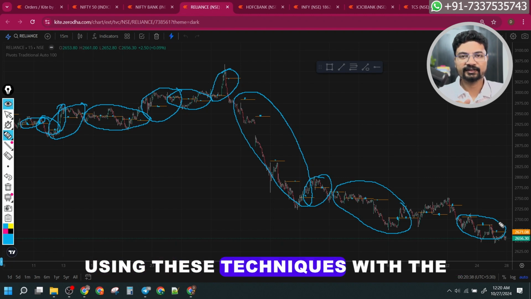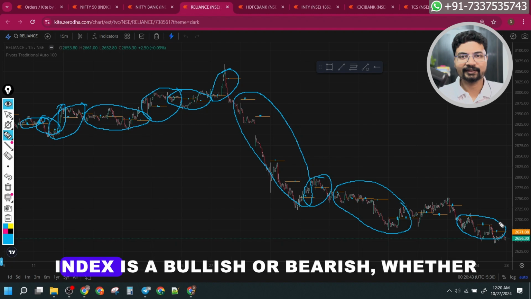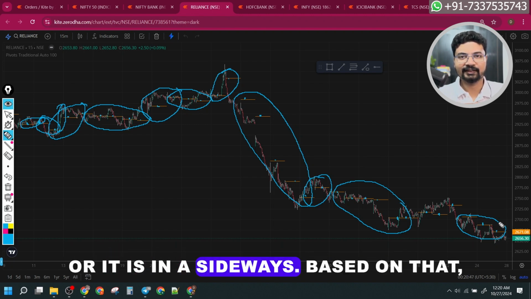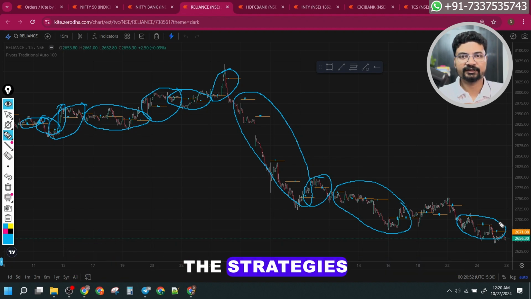By using these techniques with the pivots, you can identify whether the trend of the stock or index is bullish or bearish, whether it is an uptrend or downtrend, or it is in a sideways. Based on that you can trade or you can implement the strategies to trade that stock or index.